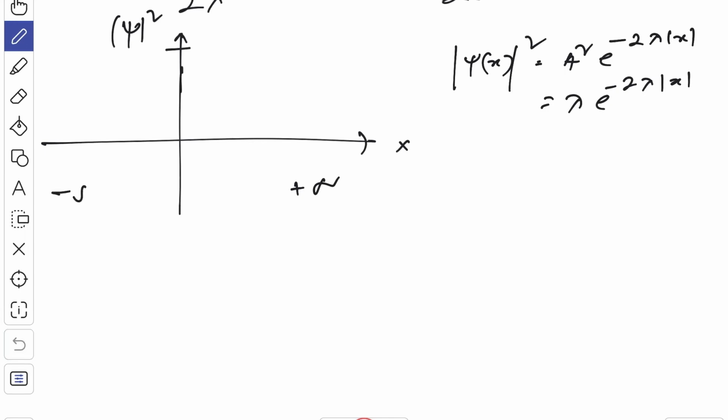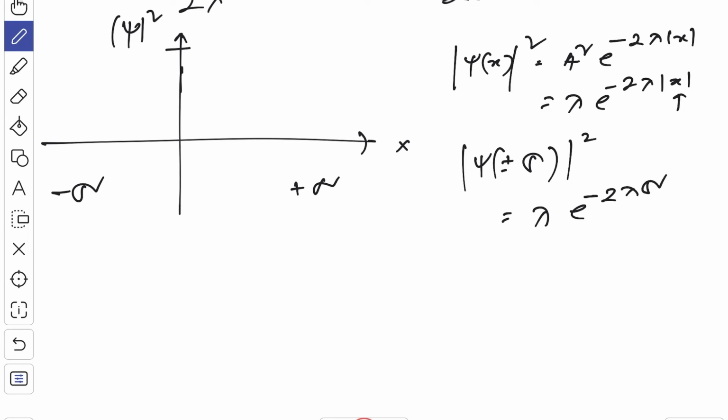So in this case, if you see, x plus or minus sigma here, mod of psi at plus or minus sigma squared, that's going to be lambda e to the power minus 2 lambda. So it doesn't matter if you put here plus sigma or minus sigma, it is always going to be sigma.